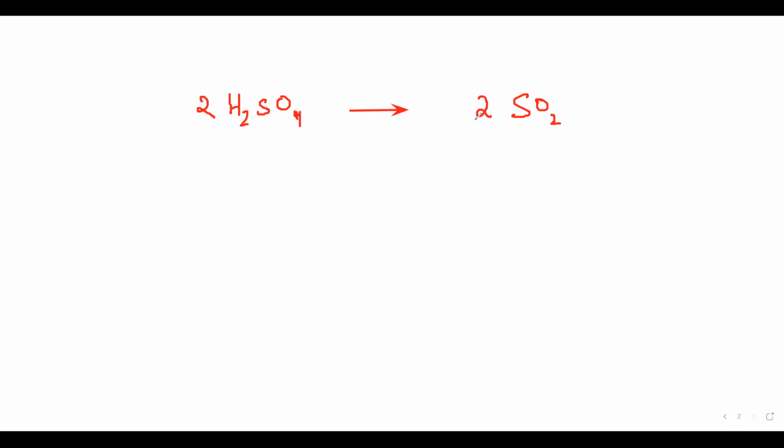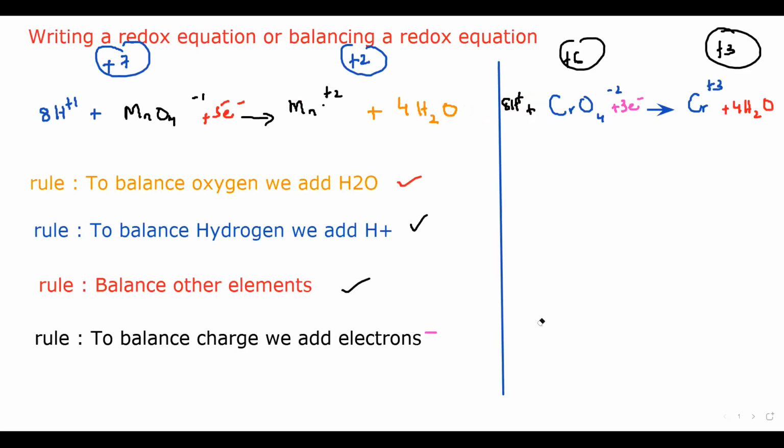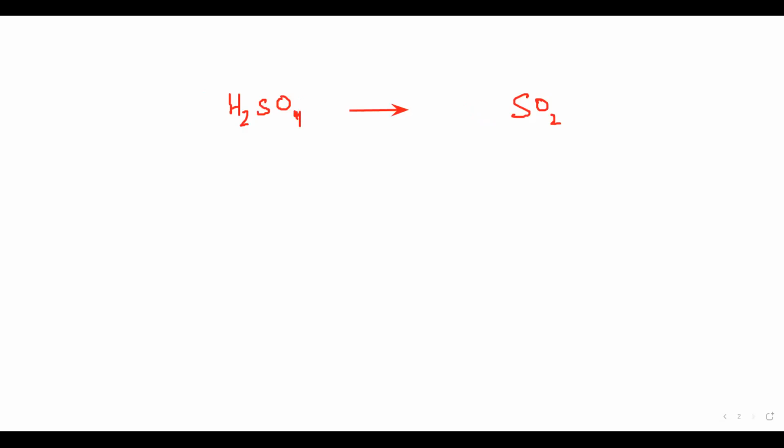So 4 multiplied by 2, 8. So I have to change this to 4. But when I change this to 4, again I have to change sulfur. So it means this equation cannot be balanced, even though we have oxygen on both sides, by putting a number before the sulfur. As if I put a number before the sulfur, the other side I have to balance as well, and that cannot be balanced.